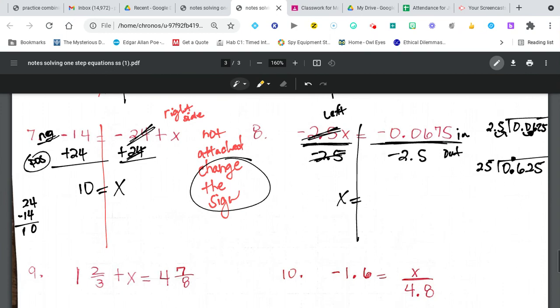And bring your decimal up. 25 won't go into 0. 25 won't go into 6, but 25 will go into 62 2 times, that's 50. And 25 goes into 125 5 times. 5 quarters make $1.25. And always use the smiley face on multiplication and division. Negative divided by negative is a positive, so that's going to be positive.